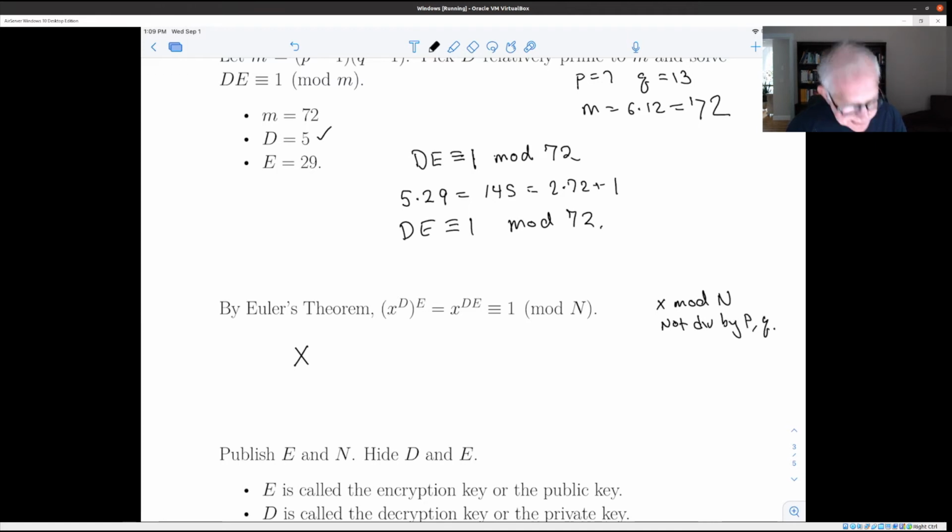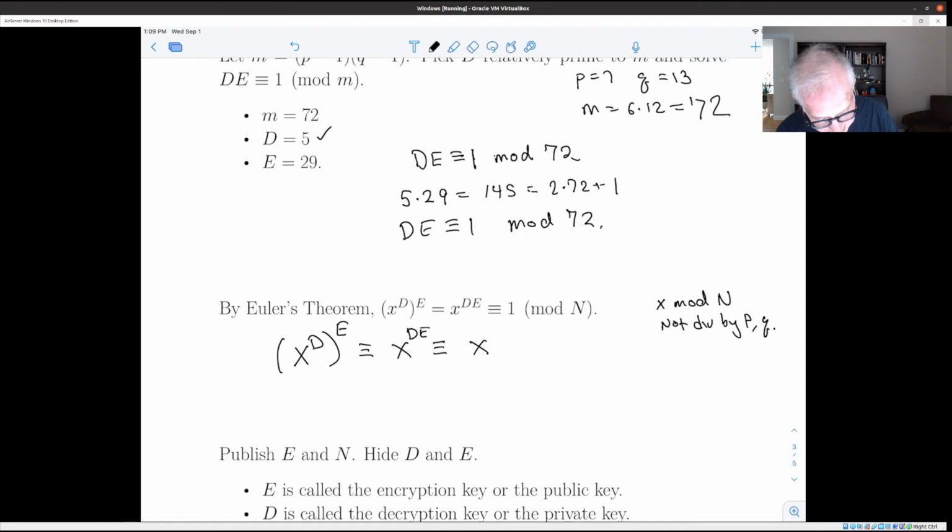In practice, P and Q are going to be huge numbers, and the chance that you're going to pick a number at random which is divisible by P or Q is going to be 0. In our case, we have to be a little bit careful because we're working with smaller numbers. But so we pick an X which is not divisible by P or Q, and notice that if you take X and you raise it to the dth power mod N, and then you raise it to the eth power mod N, that's the same thing as raising it to the deth power mod N.